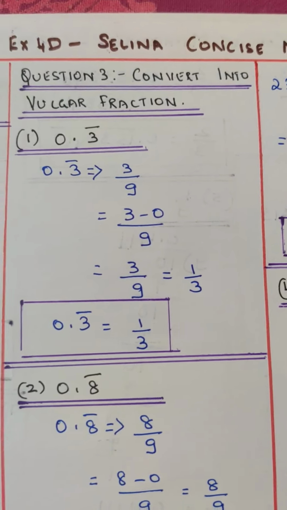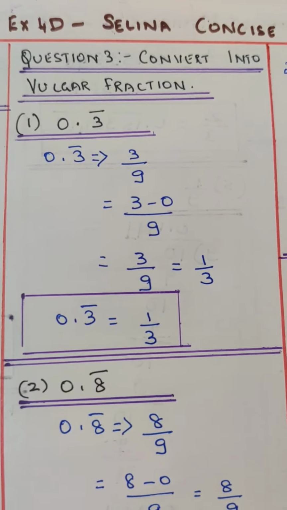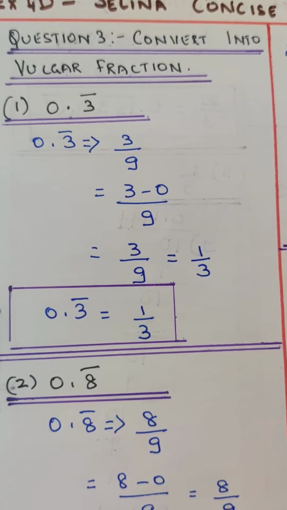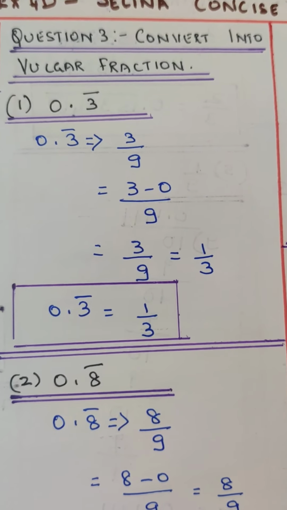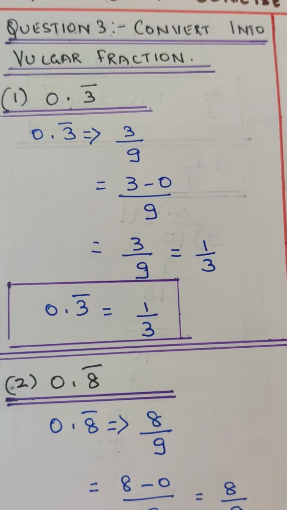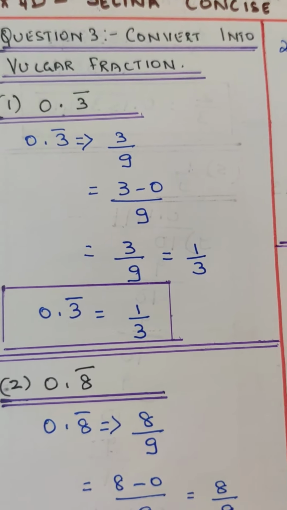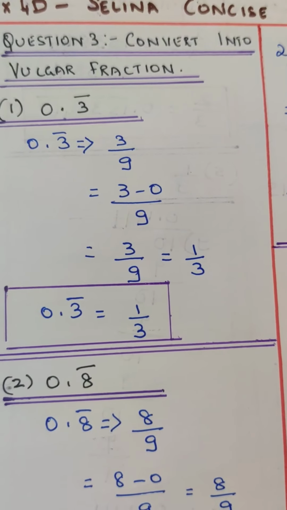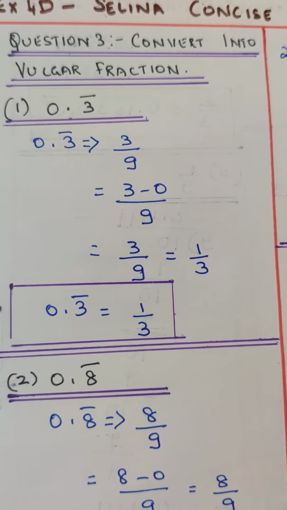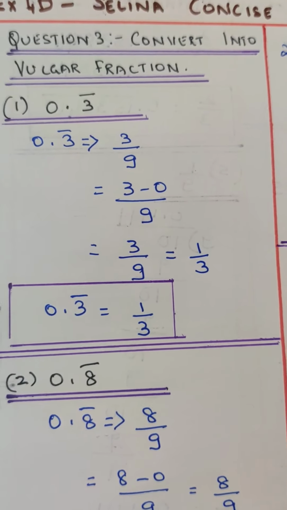Now convert into vulgar fraction. They're saying 0.3 bar. So what, students, it's very easy. 3 bar. So how many digits is the bar on? It's just on one number. So you just write implies 3 by 9. The next step, what is there before the point? It is 0. So it becomes 3 minus 0 by 9. That is nothing but 3 by 9, that is equal to 1 by 3.